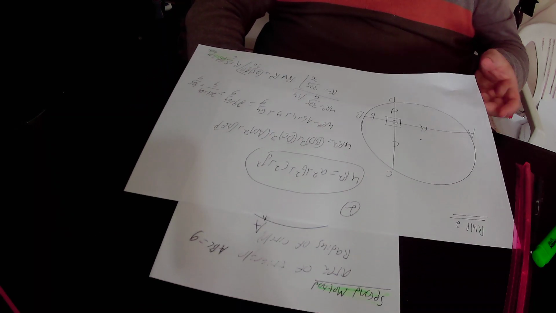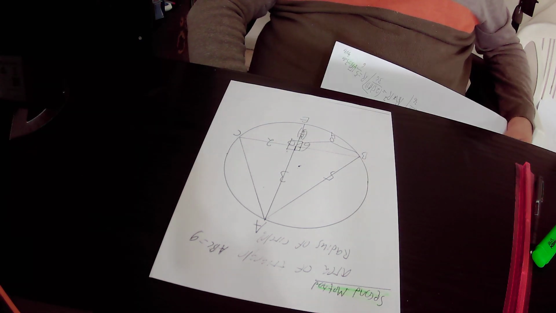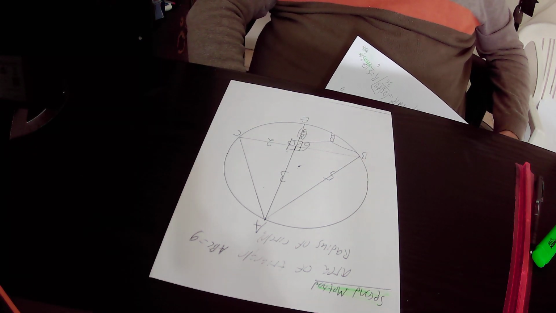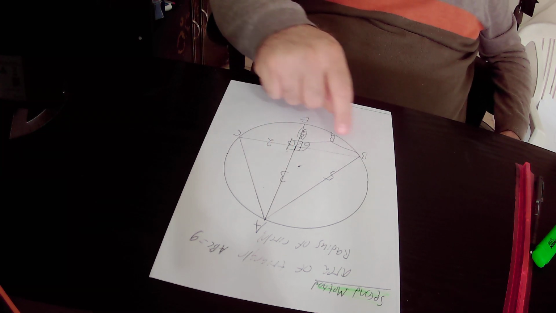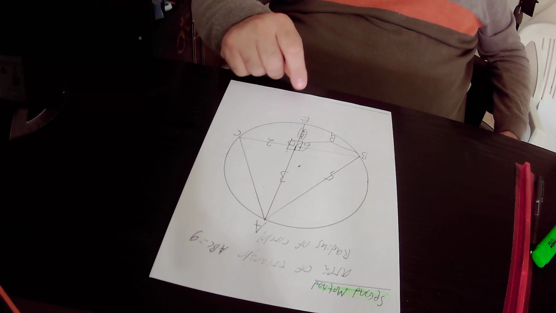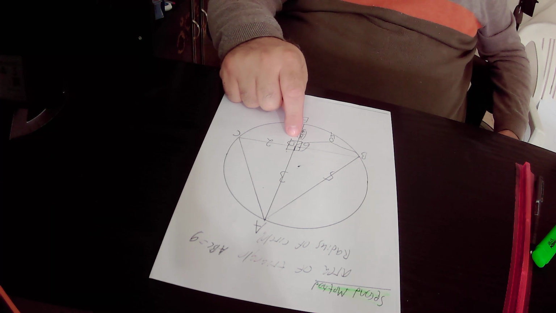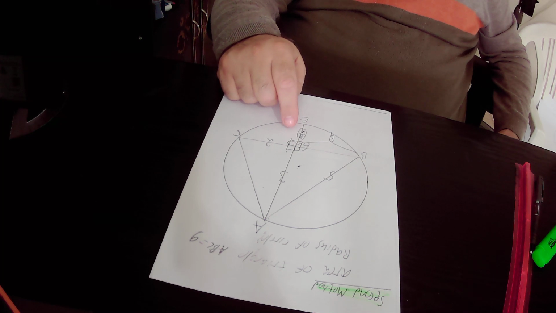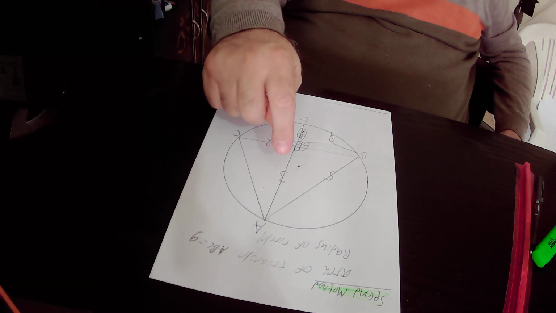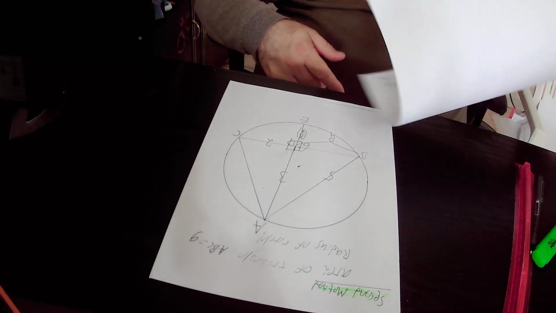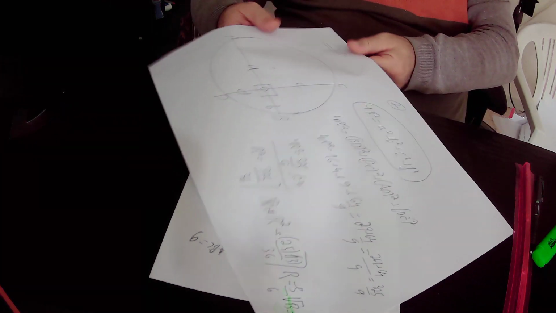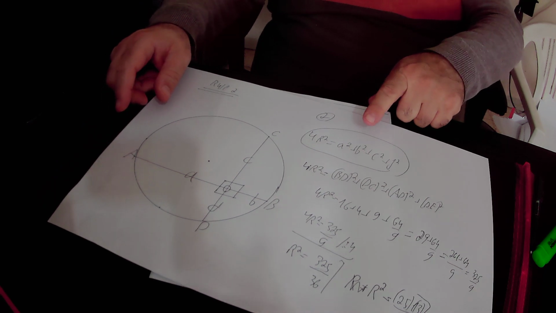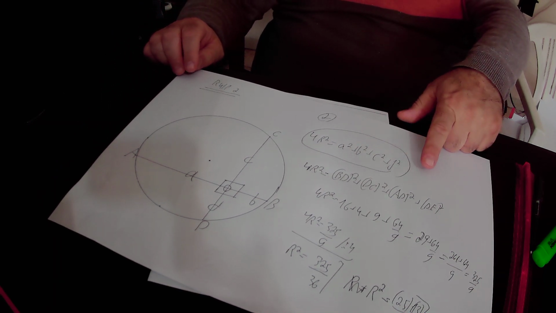We can implement rule number 2 in our drawing, because we have chord AE that intersects with chord BC at 90 degrees. All the angles around point D are 90 degrees. Therefore we can implement rule number 2 in our drawing. According to rule number 2, 4 times R squared equals BD squared plus DC squared plus AD squared plus DE squared.